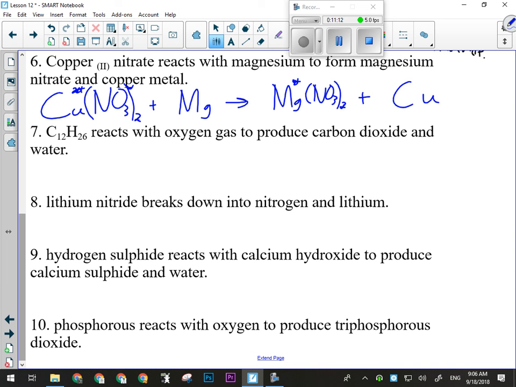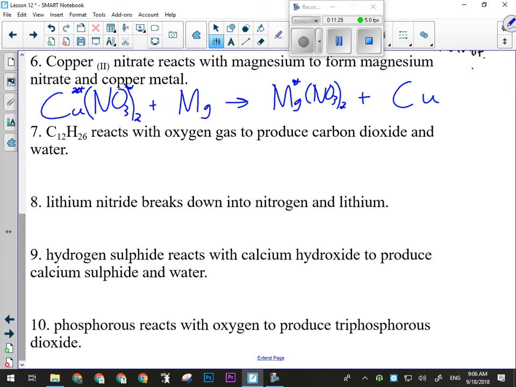It's really important that I make sure my drops and swaps are good. Otherwise, it's going to be hard to get this to balance correctly. I have an ionic compound reacting with an element to form a new ionic compound and a different element. This is a, what kind of reaction?